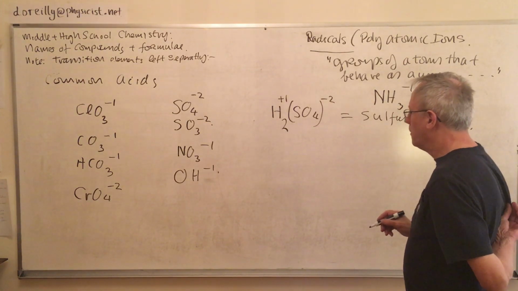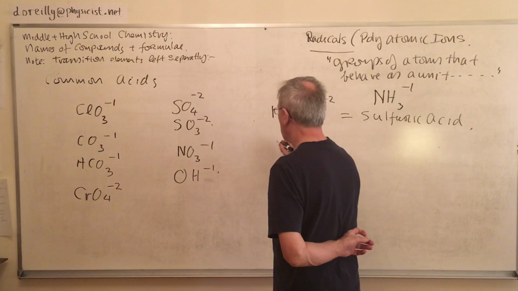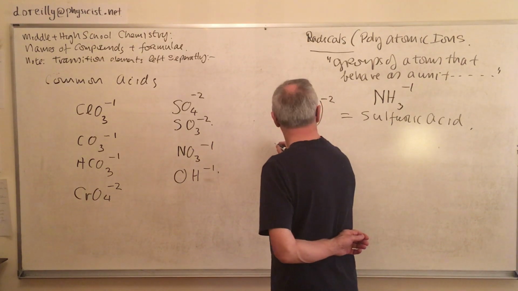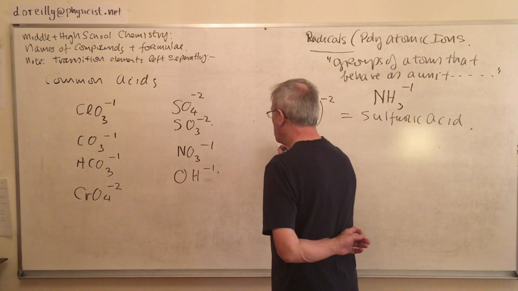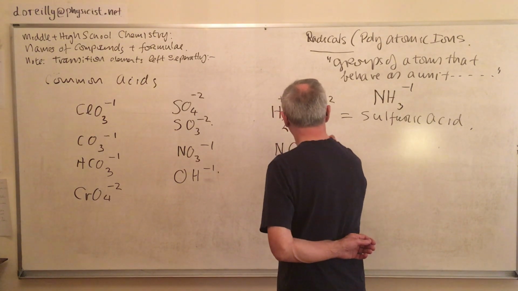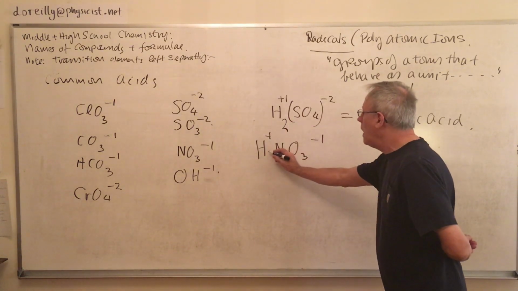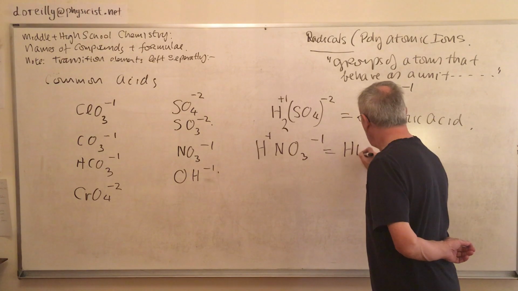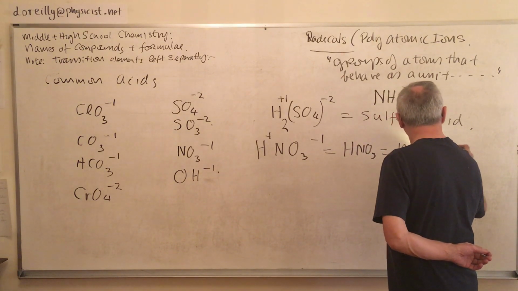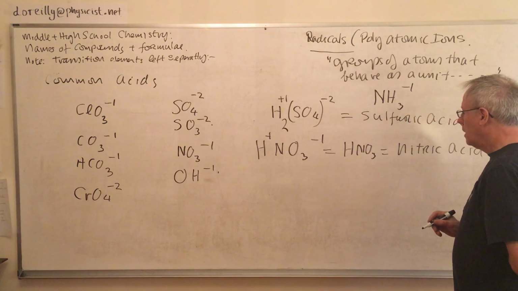Let's see, what else? I'm not sure of the names of some of these though. Okay, if I take a hydrogen with a positive 1 valence, I only need 1 hydrogen and I get HNO3. This is nitric acid. Sulfuric acid and nitric acid.